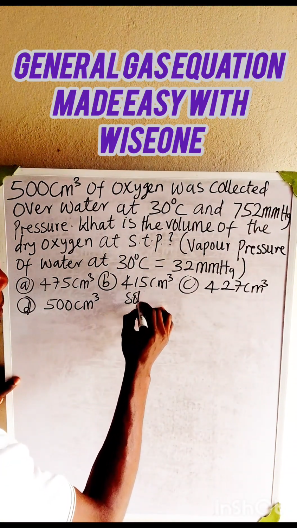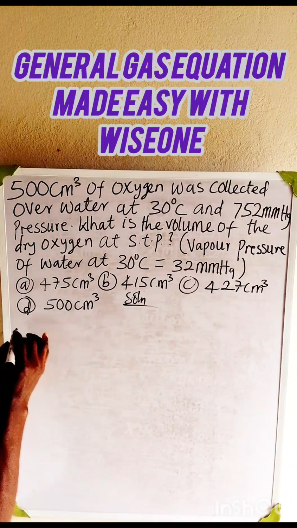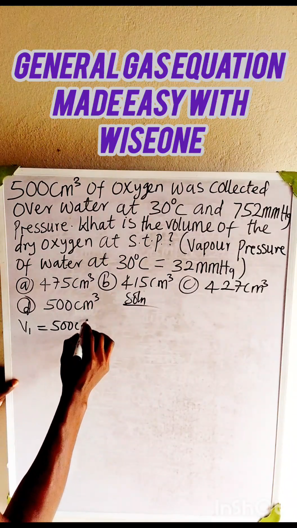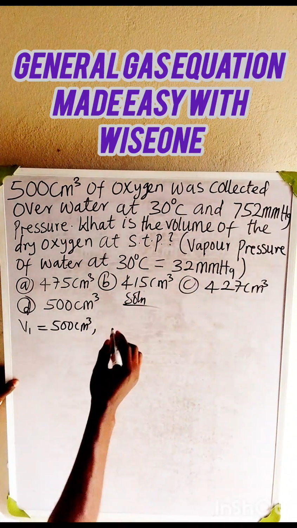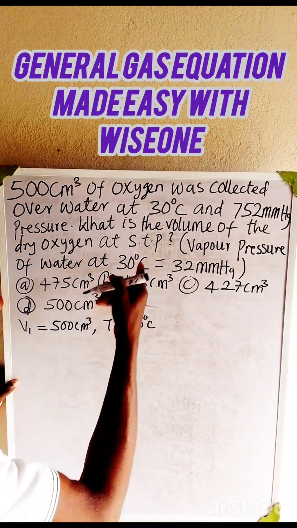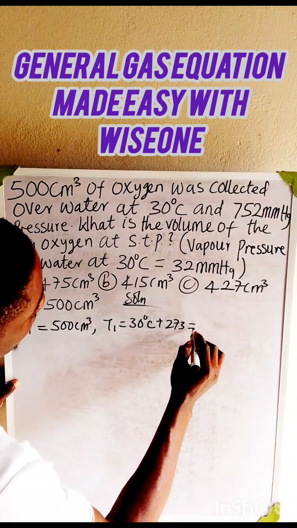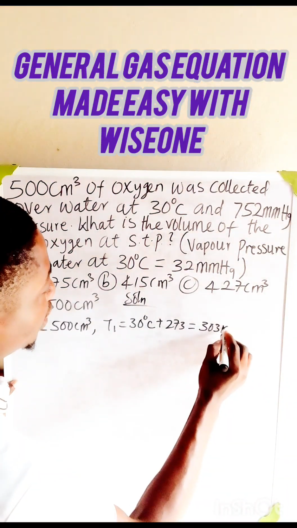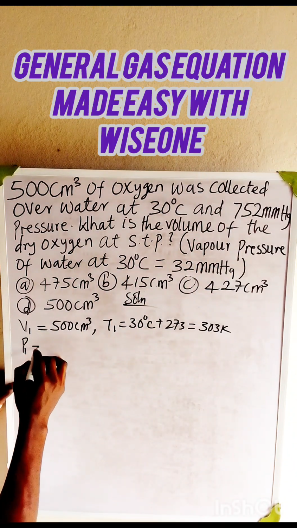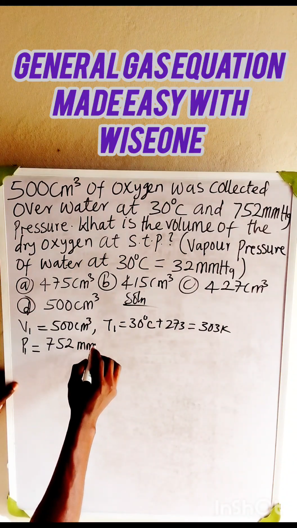Solution. The first parameter given to us here is volume. I'll take that to be my V1, 500 cm cube. The next thing given to us is temperature, T1, 30 degrees Celsius. Let's convert it at once: plus 273 will give us 303 Kelvin. The next thing given is P1, which is equal to 752 millimeter mercury.